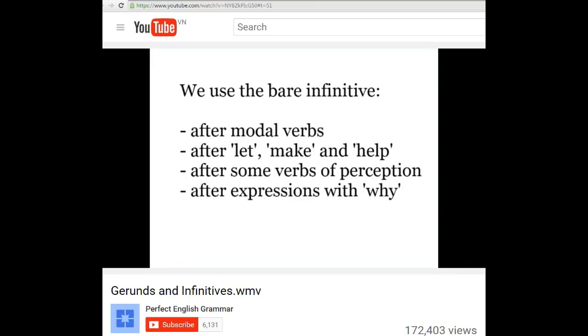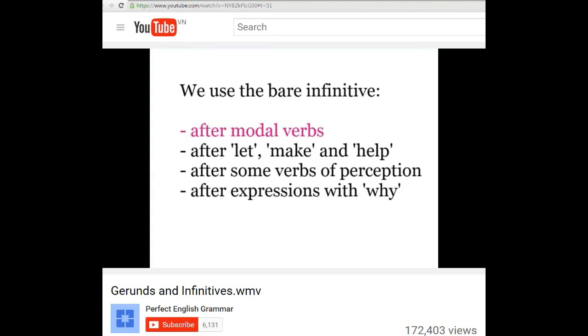Infinitive. We use the bare infinitive. After modal verbs, chúng ta sử dụng cái động từ nguyên mẫu không tu sau những cái động từ khiếm khuyết. After let, make and help, sau những cái động từ như là let để, make làm và help là giúp đỡ. After some verbs of perception, sau một số động từ tri giác. After expressions with why, sau những cái diễn tả với why.